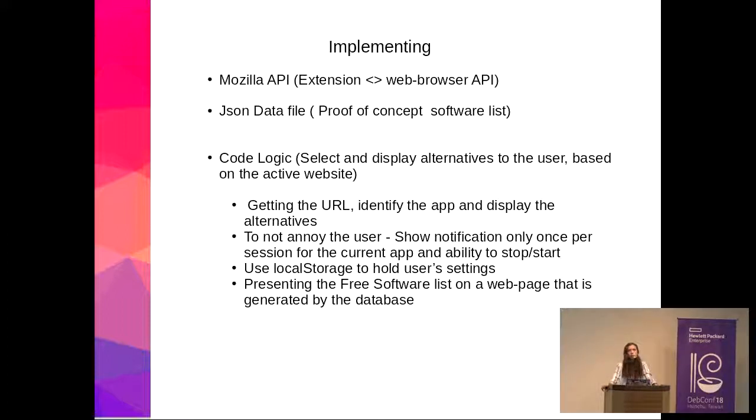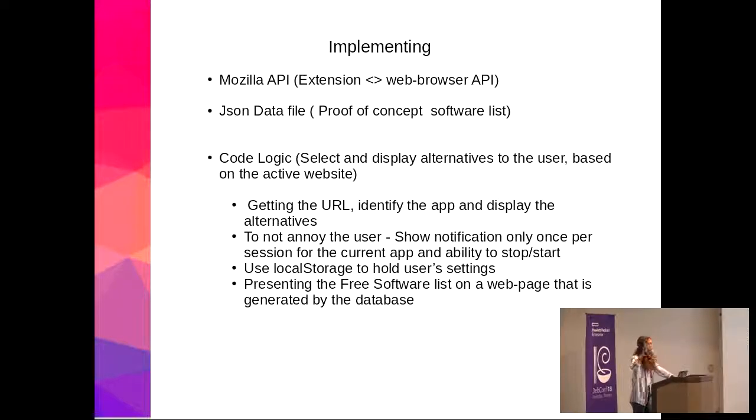The code logic to select and display an alternative based on the current active website is that we get the URL, identify it, and then send it to that JSON file, check it, and based on that give an alternative, if it exists, of course.